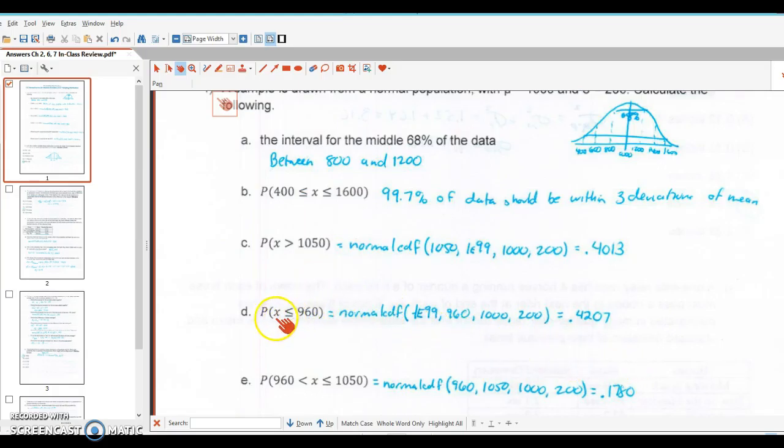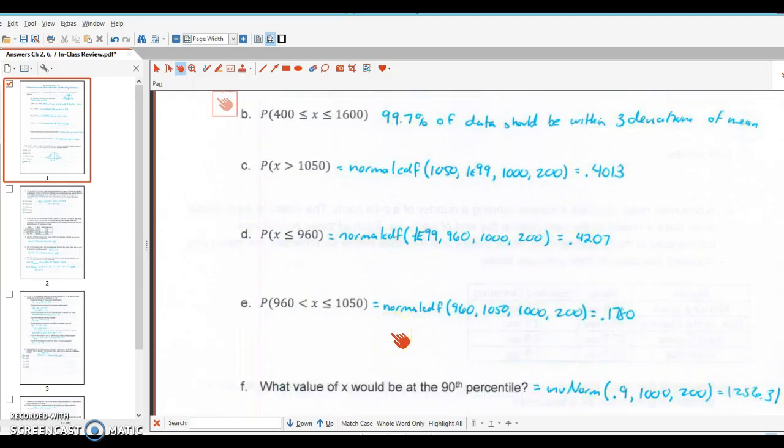The next one we have less than or equal to, more specifically 960. So this is going off to the left. Draw yourself a curve or figure out where about 960 would be. Remember, area to the left would be between negative infinity and that value with the mean and the deviation given. So I got about 42% chance or probability.